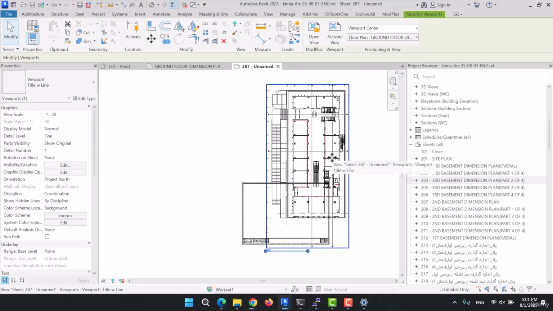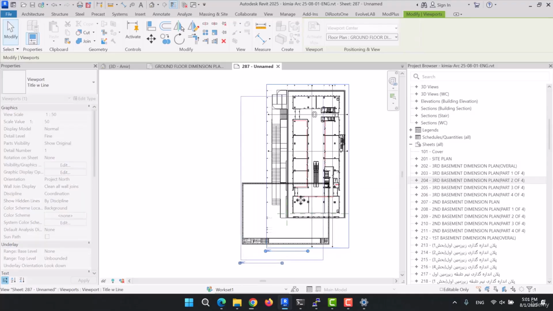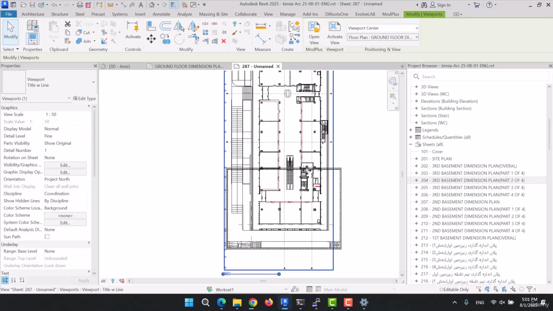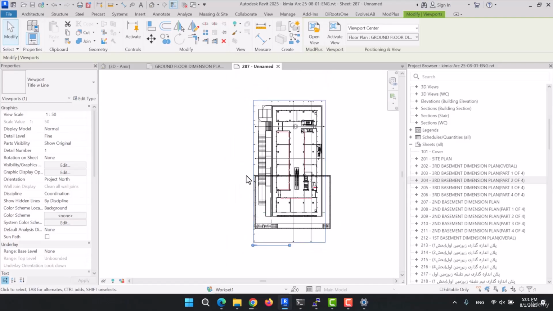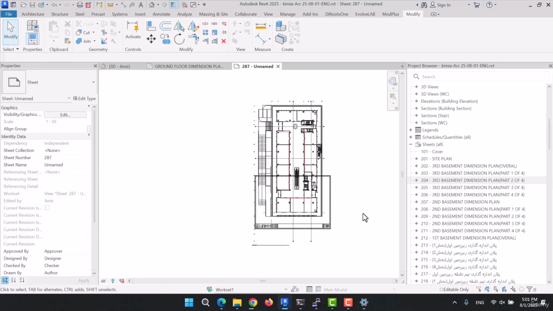Well, how do I partition my plan? I always do this. I come here and show this in this sheet. Then I see how much this plan fits this sheet. So you have to be careful not to fill your sheet too much.